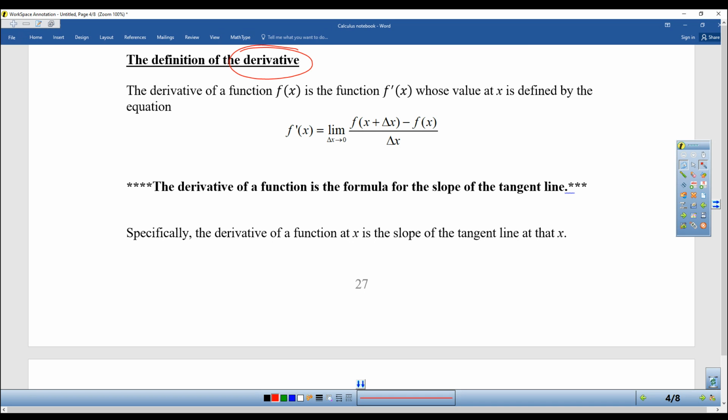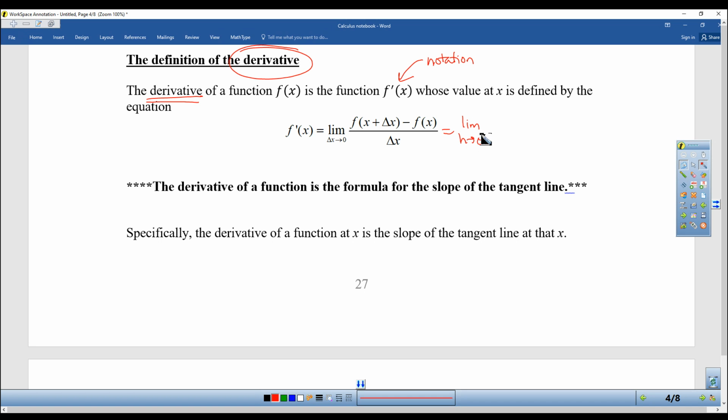So the formal definition, this is not new. They are just reiterating what you've already learned. They'll say it 10 times in a calculus book. The derivative of a function is the function f prime of x, so like I said, this is the notation that we're going to be using, whose value at x is defined by, and then they give this new formula. And you might be thinking, what's up with that? It's the same formula as before.